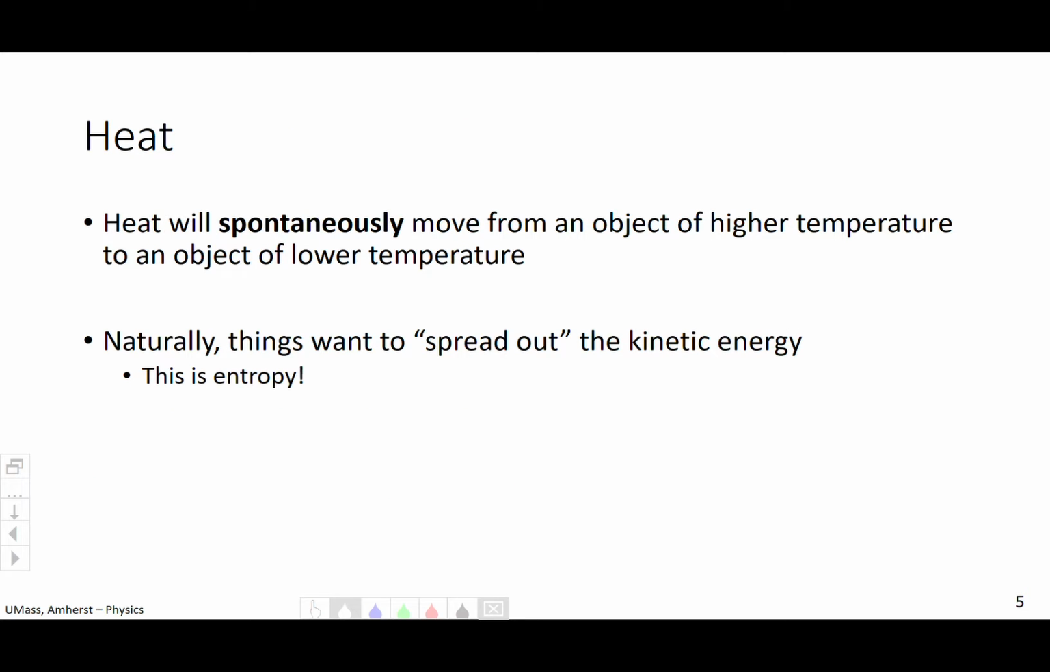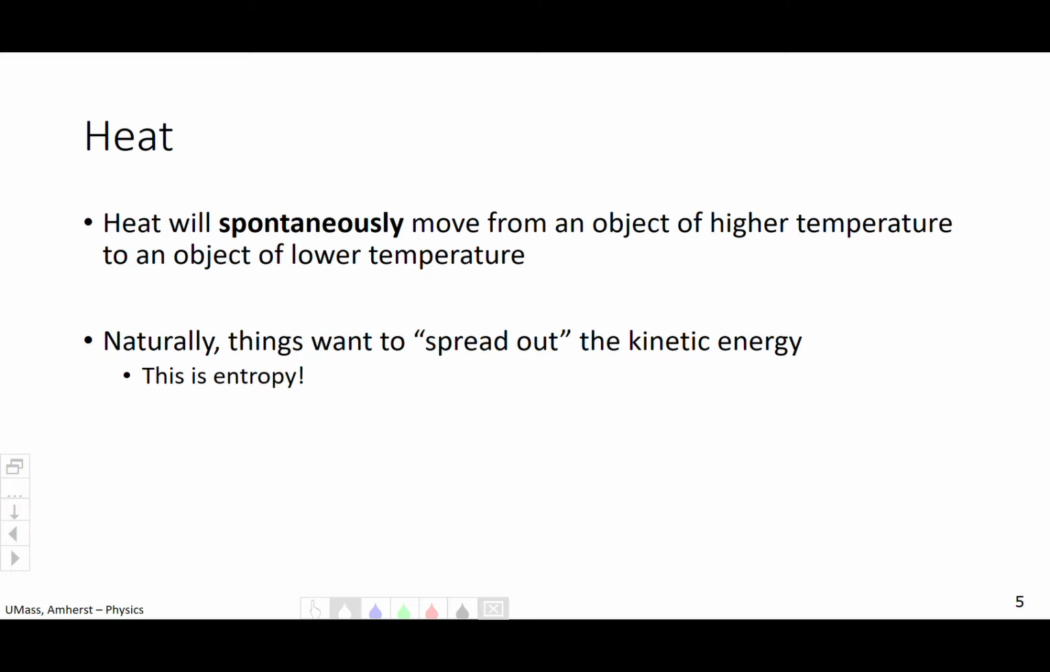So heat as an entropic process: through entropy, heat will spontaneously move from higher temperature to lower temperature. Entropy says that the kinetic energy will move from the more excited state to the lower excited state. It will spread out. You will not get heat being sucked out of a colder object. Again, cold is not really a good physics word, so heat, kinetic energy, will not move from the lower temperature object to the higher temperature object unless you pump a bunch of energy in.